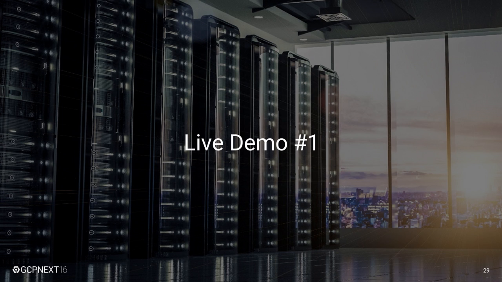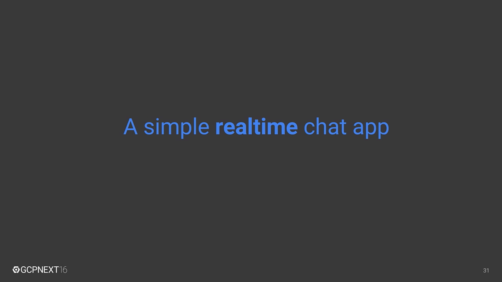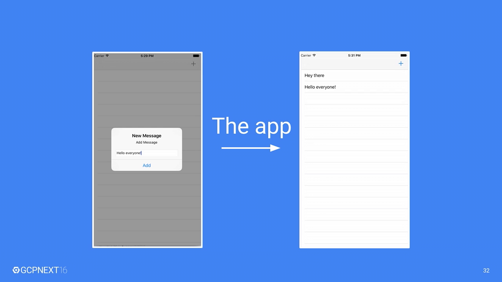So now we're going to go into a live demo. What are we going to build? We're going to build a simple real-time chat app, and it's going to look something like this. Similar to the video I just played, it'll be a basic UITableView, which is just a list. When you click on the plus sign, you'll be able to add a new message, and then the messages will be displayed in the table view.